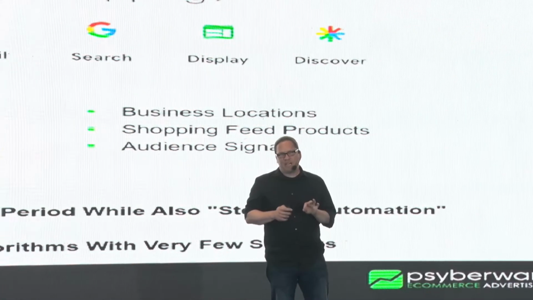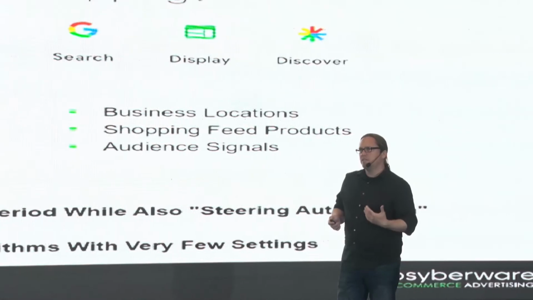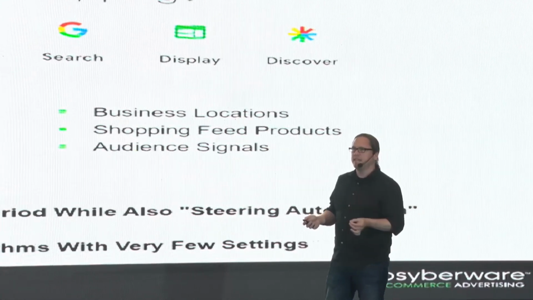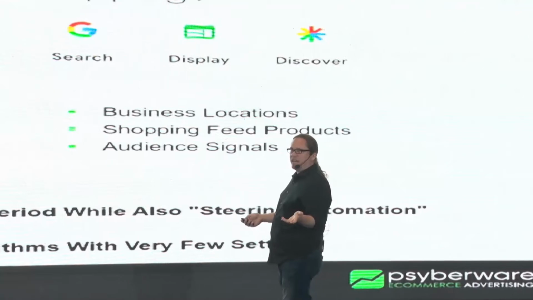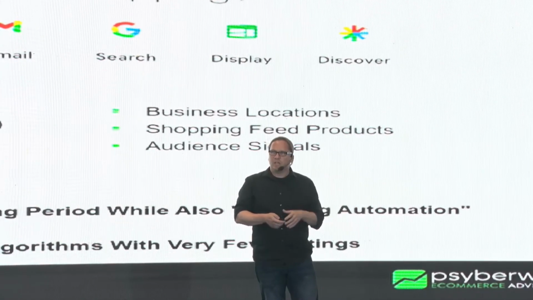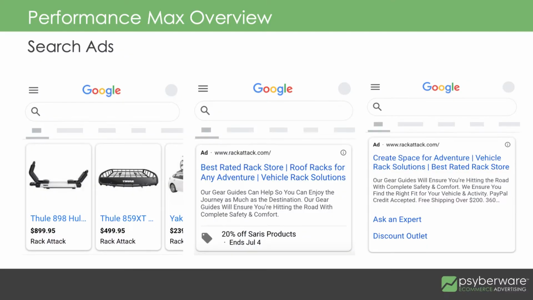So because the machine learning algorithms do most of the optimization, we have a situation where we actually don't have much control. There are very few settings on these campaigns. Like, we can't mark negative keywords. We can't target particular audiences. We can only provide inputs to the algorithm to try to improve its learning. So here's some examples of what the ads look like.